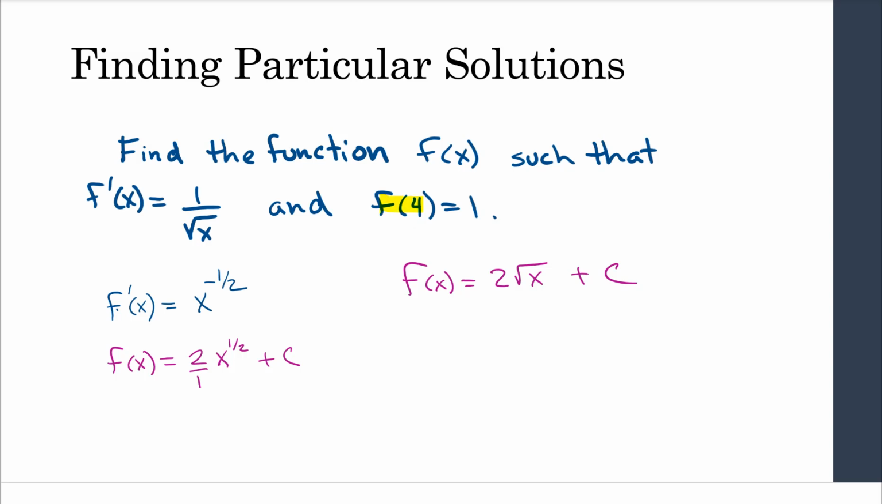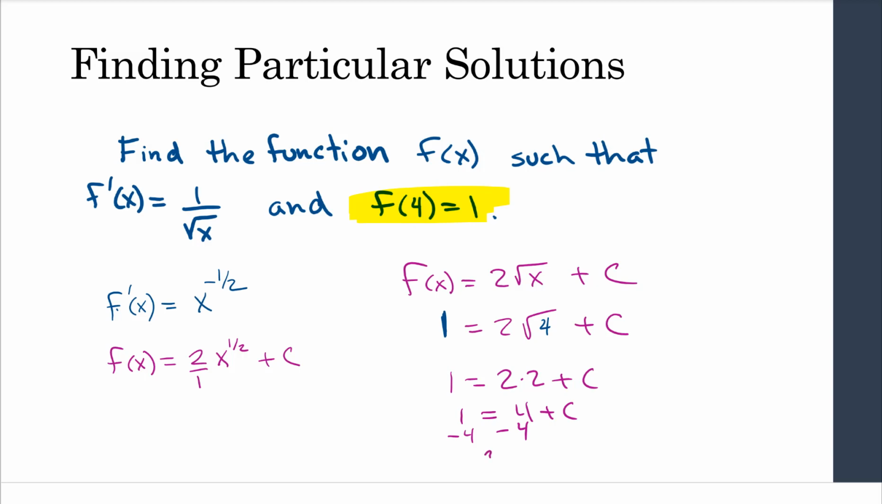But now that we have this, this is telling us, hey, let's replace that f of x. We're going to call it f of 4. So we're going to make our x equal to 4, plus some c is equal to f of 4. And f of 4 is equal to 1. Now we just go through and solve for c. So 1 is equal to 2 times 2 plus c. So 4 plus c is equal to 1. We subtract it over. And we get that c is equal to negative 3.